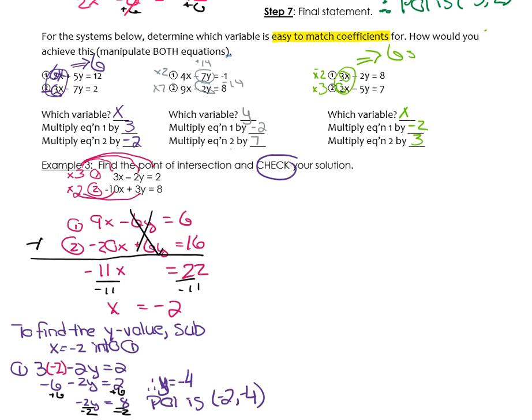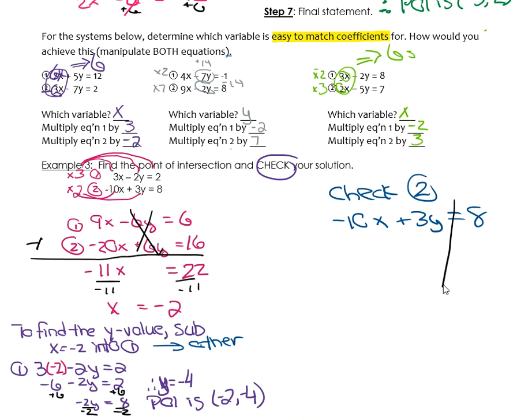Question says check your solution. So I'm going to check. Remember, I subbed into equation 1, so you check in the other equation when you do your check. I'm going to check in equation 2, and equation 2 was negative 10x plus 3y equals 8. So we turn that into a left side, right side thing. So a line, whoops, let's make that straight. Okay, so now I've got my left side here and my right side here. I'm kind of ignoring this equal sign in the middle right now.